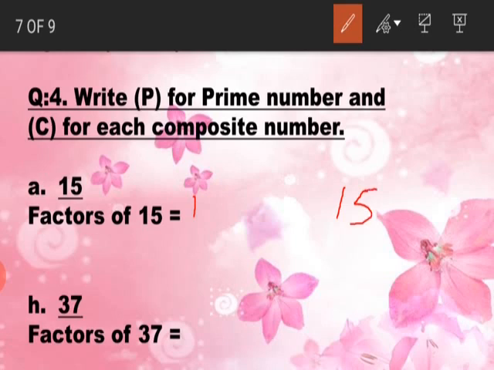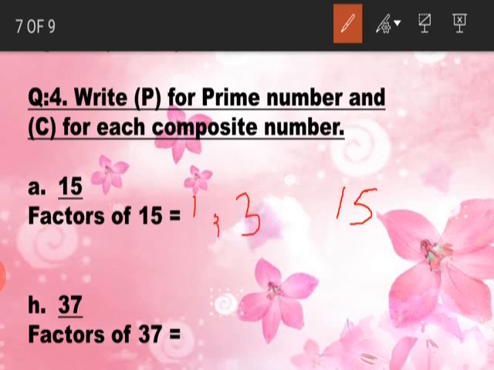Now after 1 the least number is 2. Is 15 a multiple of 2? No. Is 15 a multiple of 3? Yes. 3 5s are 15. So class, 15 is a multiple of 3. So we can say that 3 is a factor of 15. We will write 3 here.